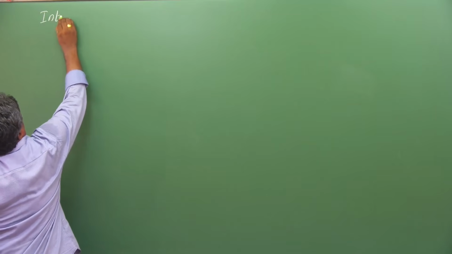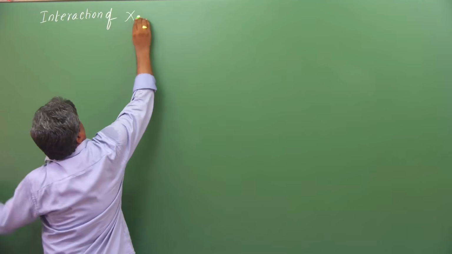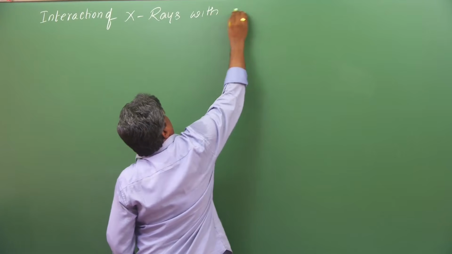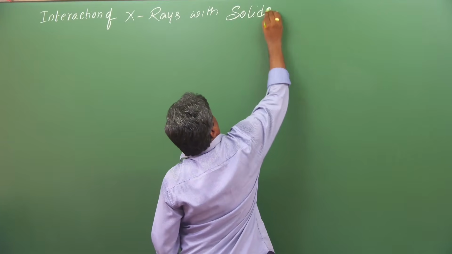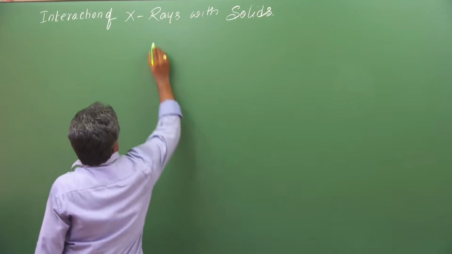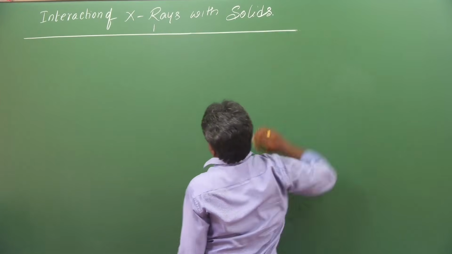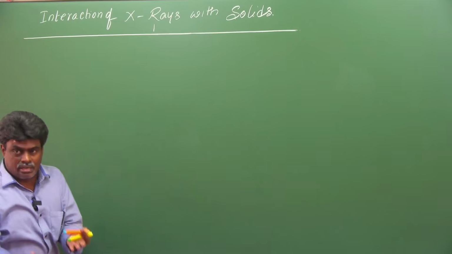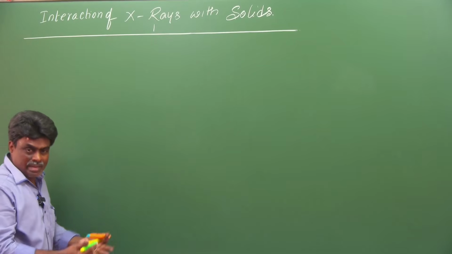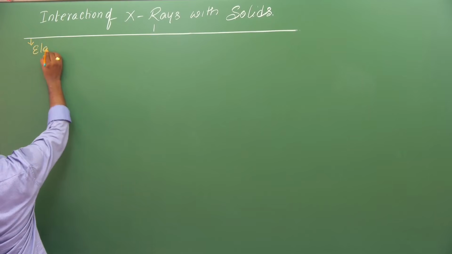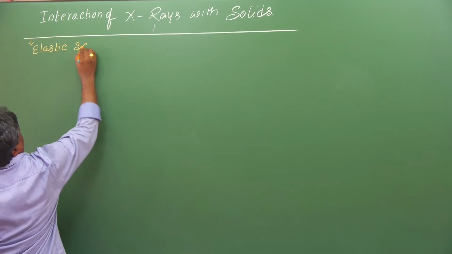Now here we are taking the interaction of X-rays with the solids. Here we have two types of interactions. X-rays are scattered by the solids, Bragg scattering, something like that. Now the first one is elastic scattering.